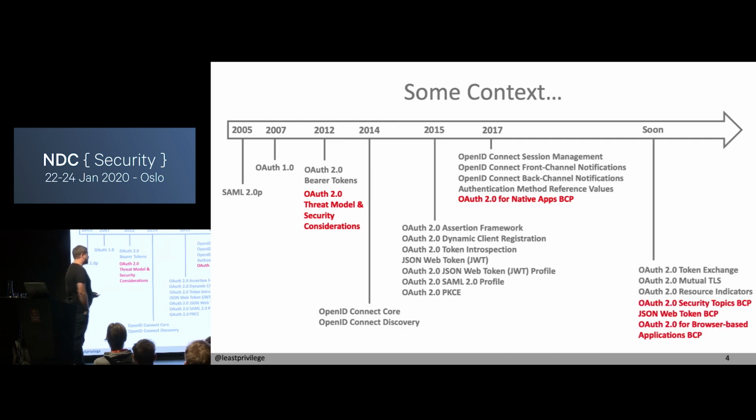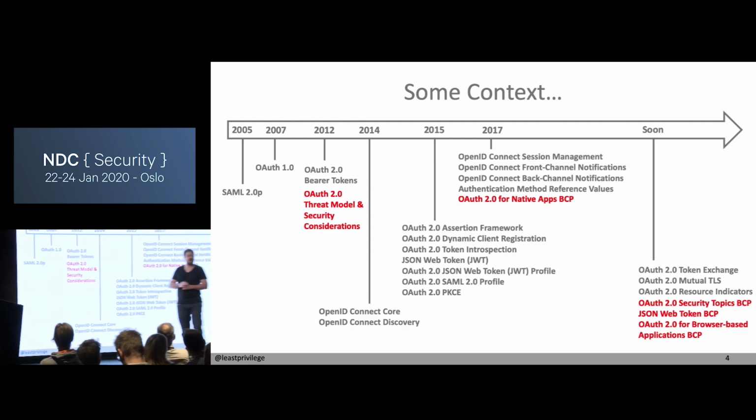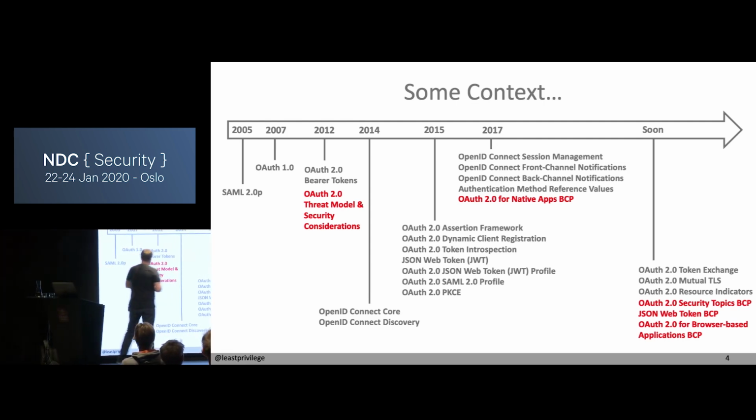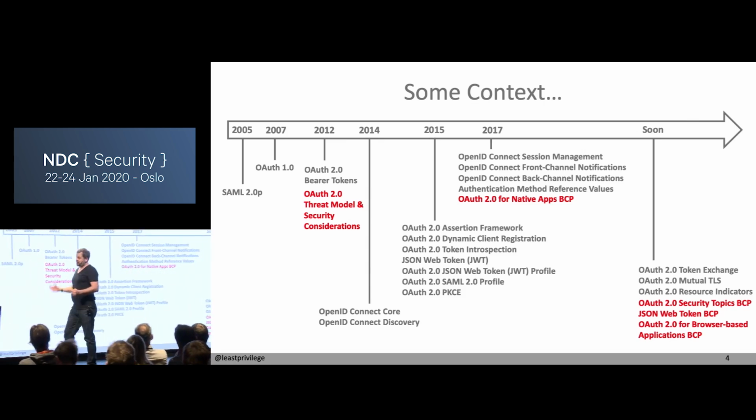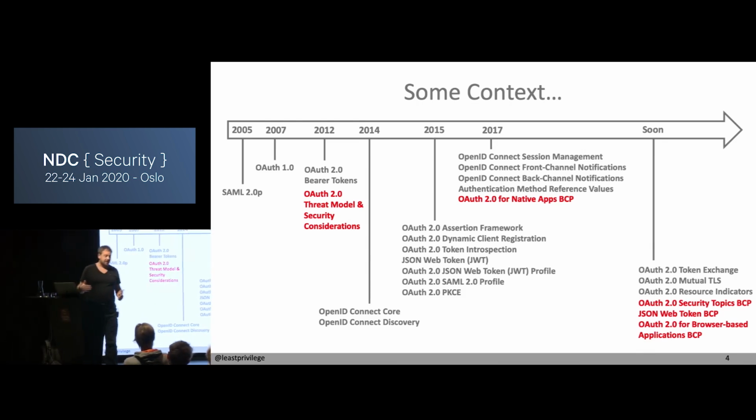As we speak, there are two other very important BCPs being worked on. One is called the OAuth 2.0 Security Topics BCP, which you can think of as an update to the threat model, okay? So what have we learned in the last 8 years, so to speak, how OAuth was applied, and what, from our point of view, are now the current mitigation techniques, what are the attacks, and so on. And a very, very important other one is the OAuth for browser-based apps BCP, right? Because, as we all know, browsers are the hardest thing to secure. You need a lot of guidance there.